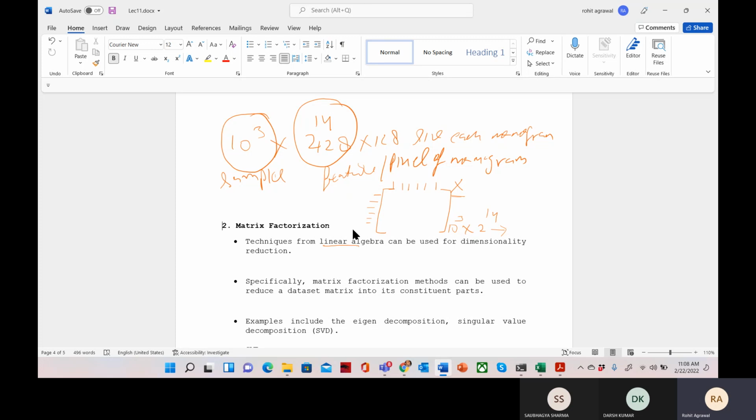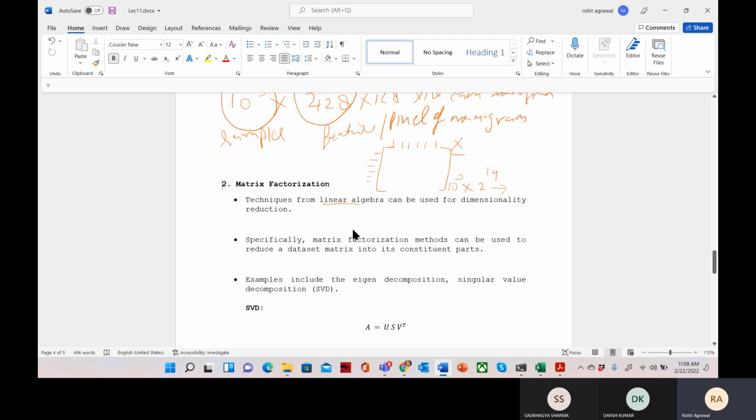You are not aware what the techniques are, so we will not discuss the mathematics in detail. We just discuss what the techniques are. So techniques from linear algebra can be used for dimensional reduction. That is totally mathematical. Techniques from linear algebra.